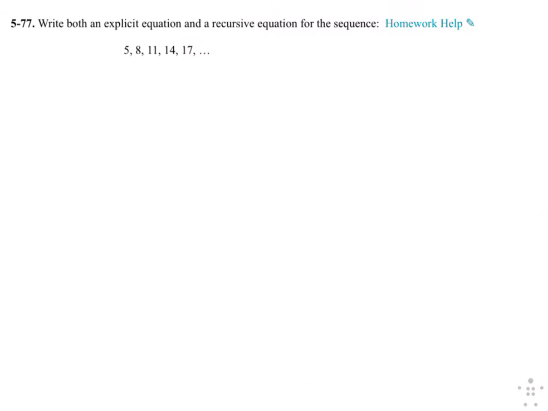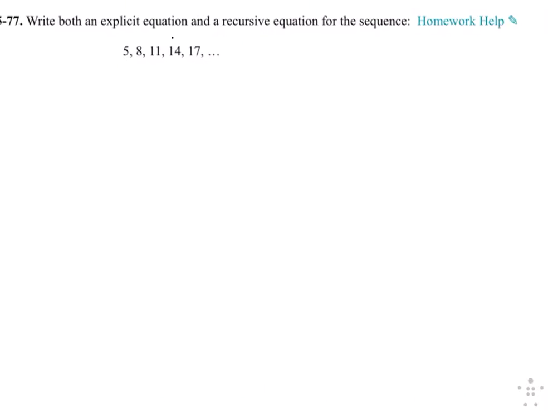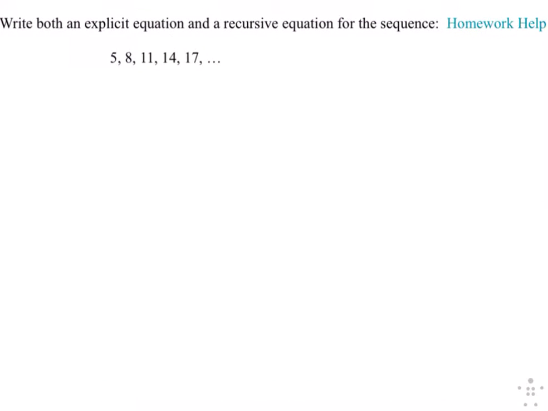Okay, write both the explicit equation and recursive equation for the sequence. So let me make this bigger, right? Okay. So let's write the explicit equation first. For that, we need to find the imaginary zeroth term, right? So first we need to see what's happening here.